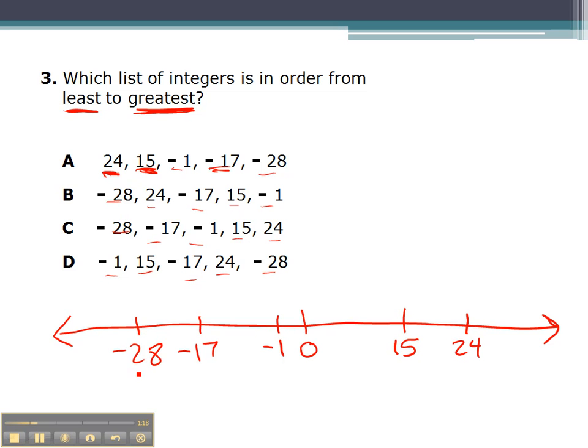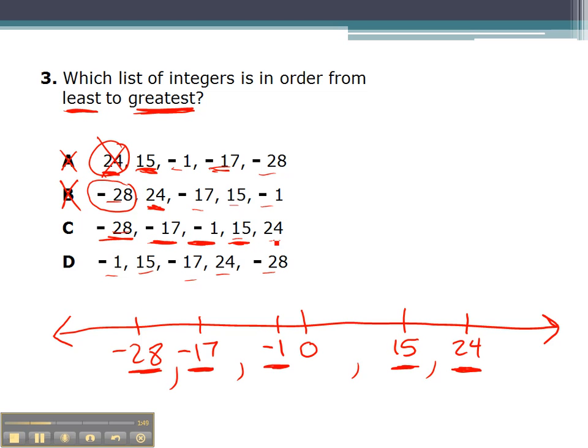If we want our integers in order from least to greatest, we start with the leftmost integer, negative 28, and just go in order like this. So I'm looking for the answer choice that has negative 28, negative 17, negative 1, 15, and 24. It's clearly not A. Positive 24 is not the least. Here we have negative 28 in the right place, but then the next integer is positive 24, so that's not right. Answer choice C, negative 28, negative 17, negative 1, 15, 24. That matches our number line, so that one's the right answer.